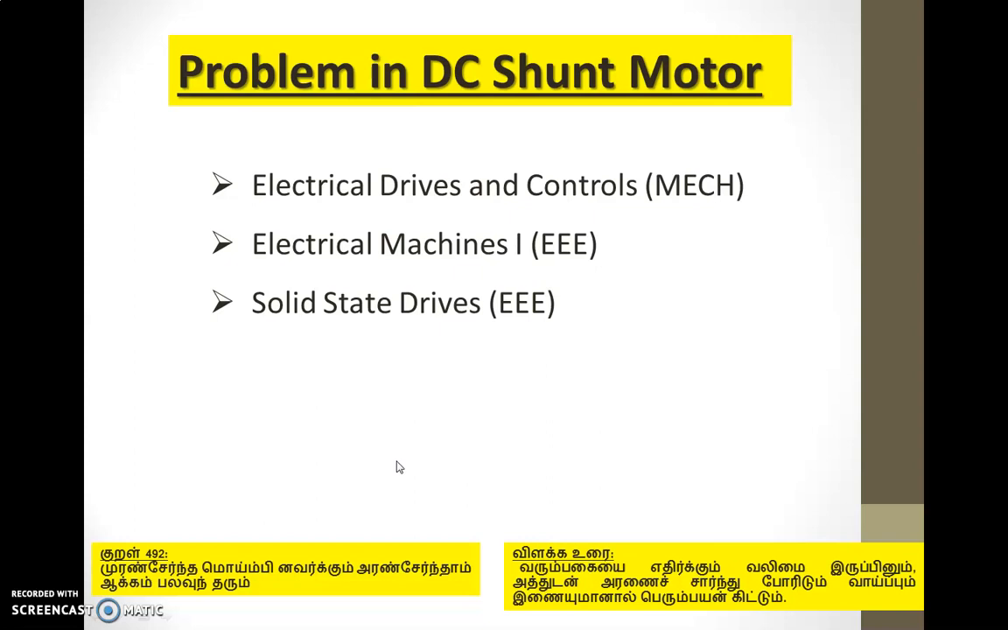It is useful for mechanical and EEE students as they are studying the following subjects: electrical drives and control for mechanical engineering, electrical machines 1 and solid state drives for electrical and electronics engineering students.